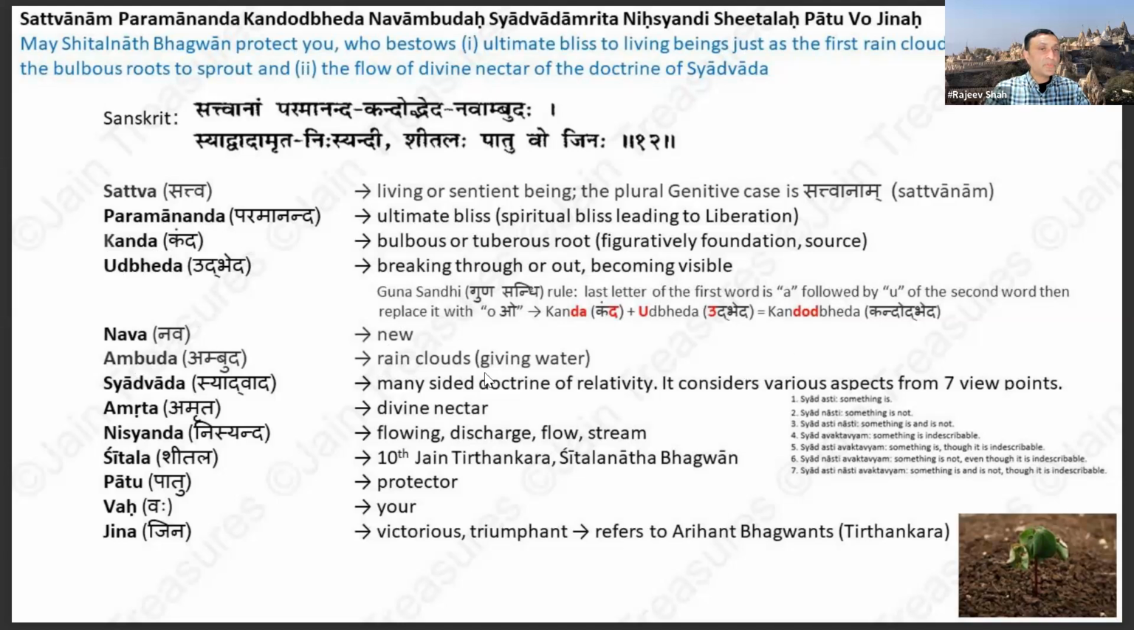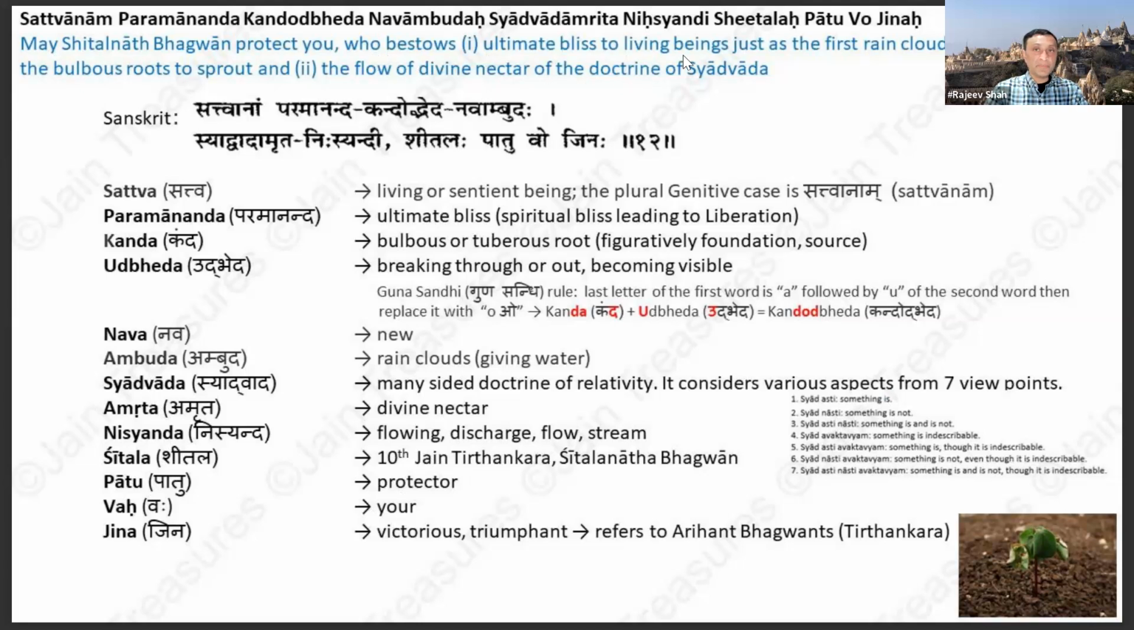Nava means new. Ambuda means rain clouds. Syadvad, just like Anekantvad, Syadvad is a multi-sided doctrine of relativity. And this is again something very unique to Jainism. I think we don't have time to cover it. There are 7 different viewpoints, Asti, Nasti. But if you're interested, you could Google Syadvad. It's a very important doctrine, similar to Anekantvad, which Jains have. Amrit means divine nectar. Nishyandi means flowing or discharge. Shital means the 10th Tirthankar, Shitalnath Bhagwan. Patu means protector. Vah, you or your. And Jina means victorious.